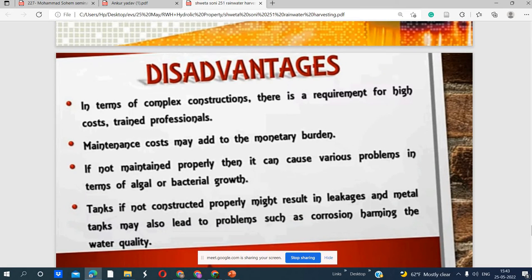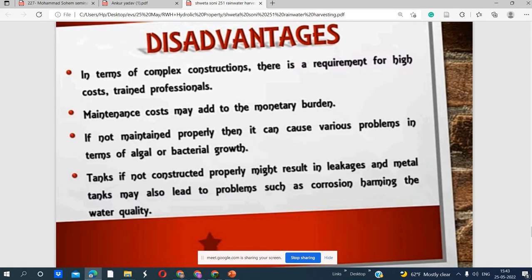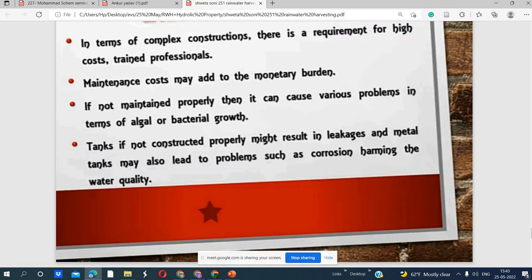And then come the disadvantages. The main disadvantage is that it is complex to install. It requires technicians to install. If it isn't installed properly, it leads to waterborne diseases and other problems. Also, leakage can occur, bacterial growth can occur, and the maintenance cost is also a burden for rainwater harvesting systems. So these are the basic disadvantages.